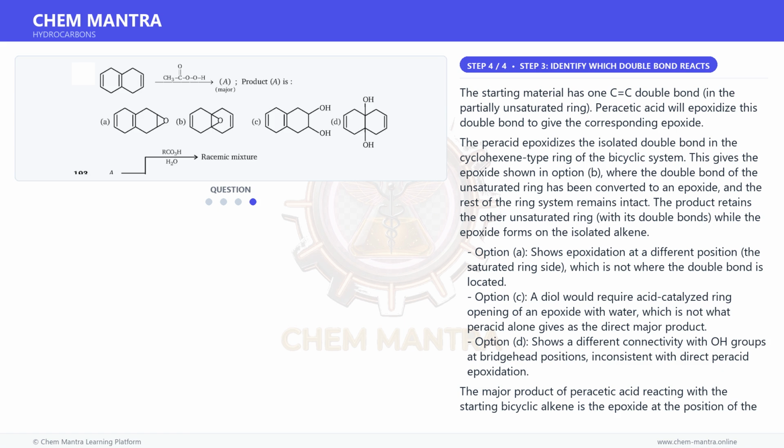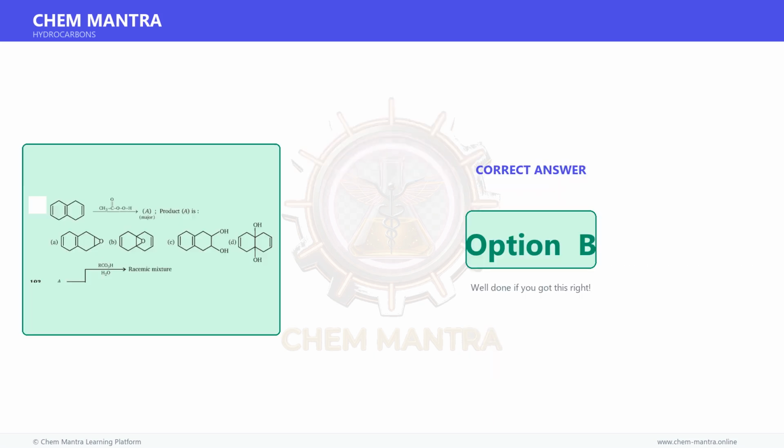The major product of peracetic acid reacting with the starting bicyclic alkene is the epoxide at the position of the double bond corresponding to structure B. Therefore, the correct answer is option B.